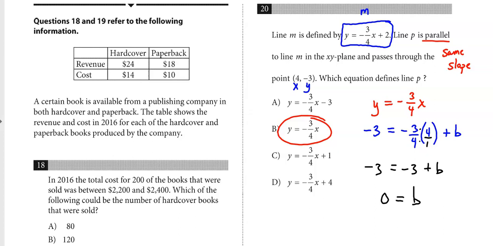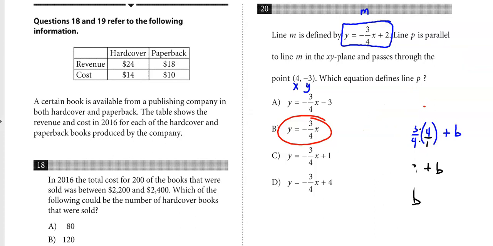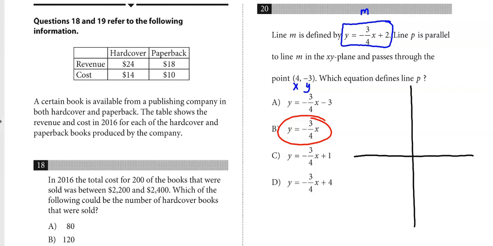There is another way to do it. I don't really recommend it because it takes longer. But if you wanted to, you could skip all the algebra. You have to draw a pretty decent graph. You got to be somewhat straight and somewhat accurate. But you could say, hey, M crosses at positive 2. And then a slope of negative 3/4 means go down 3 over 4, which means go up 3 the other direction 4. So I could say, hey, this is line M.